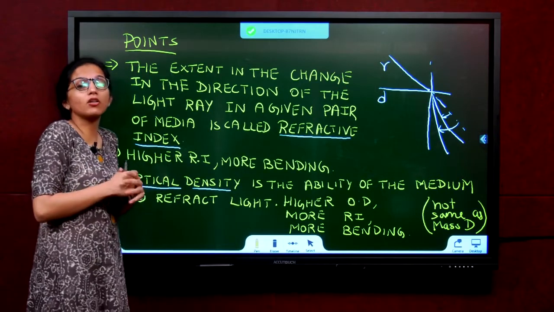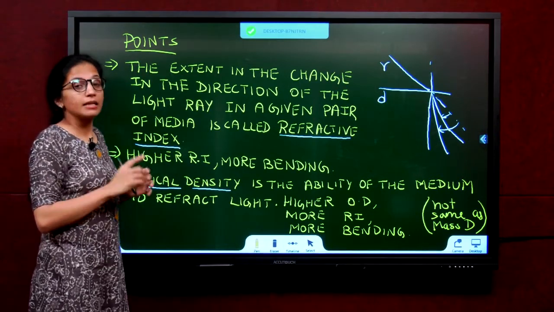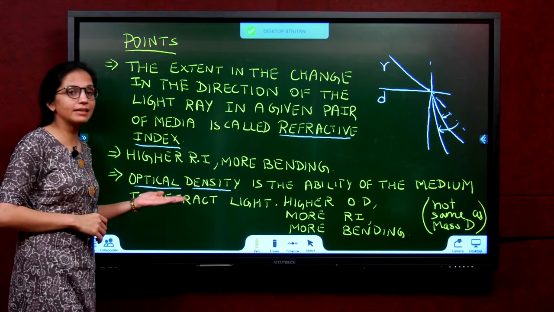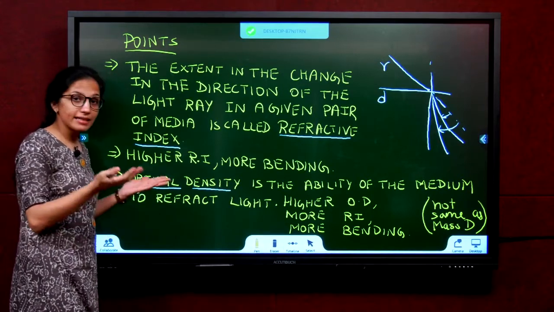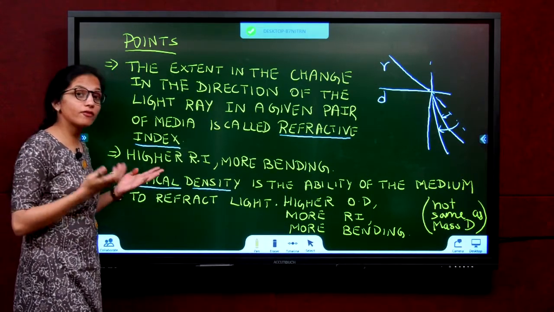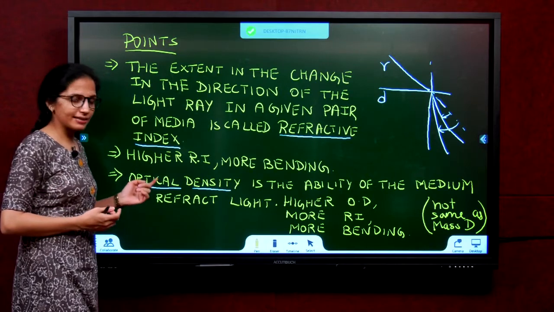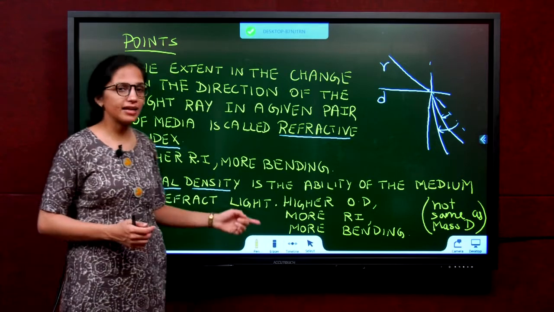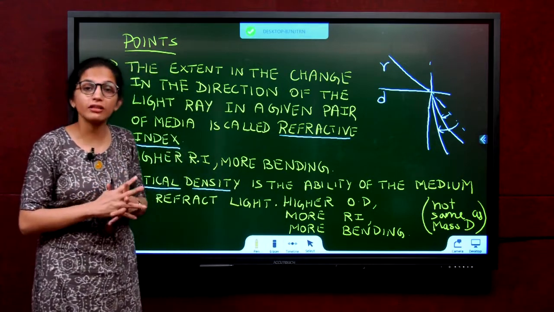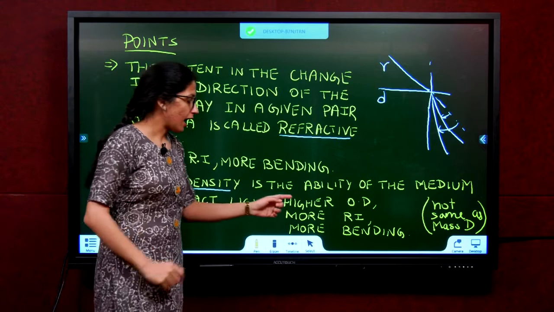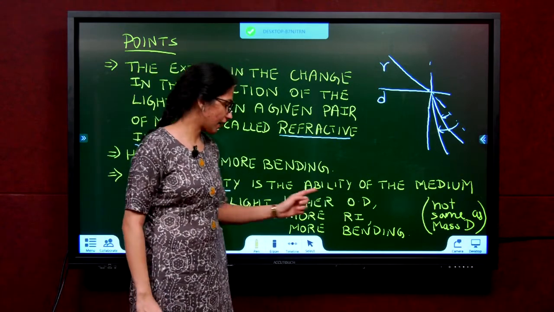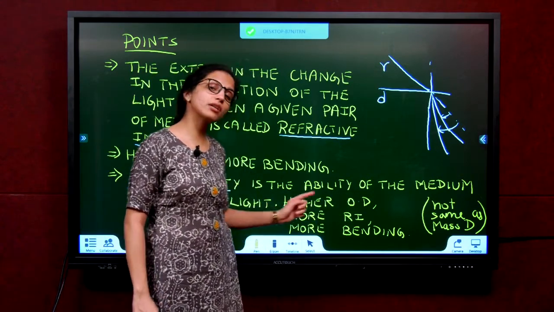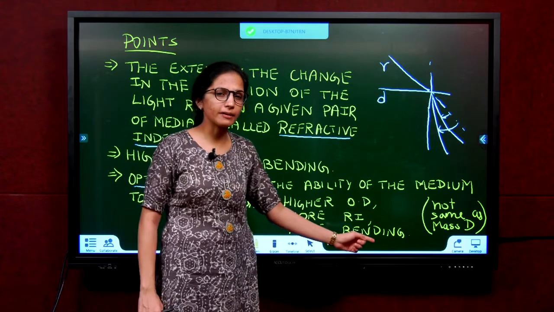What is this refractive index dependent on? We spoke about something called rarer and denser medium. That's nothing but something known as optical density. How dense is the medium for light? Optical density is the ability of the medium to refract light. It only decides how the refraction of the light happens. Higher the optical density, that means more is the refractive index. More is the refractive index, more is the bending.